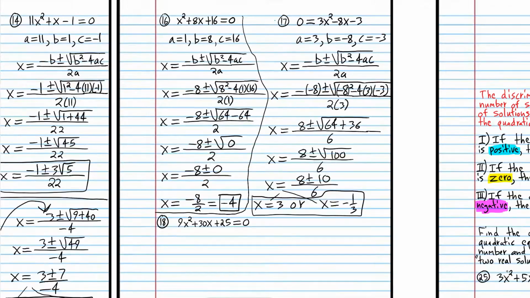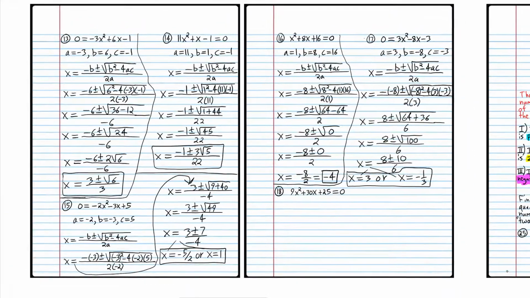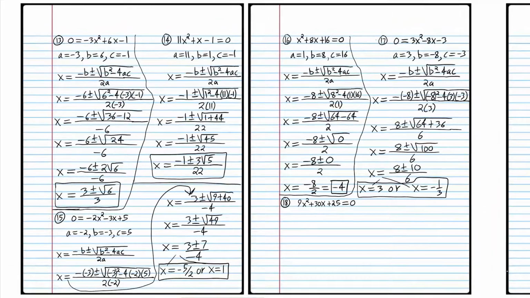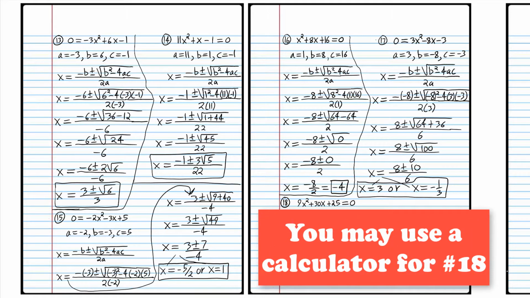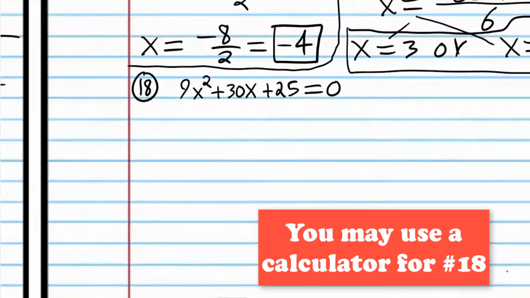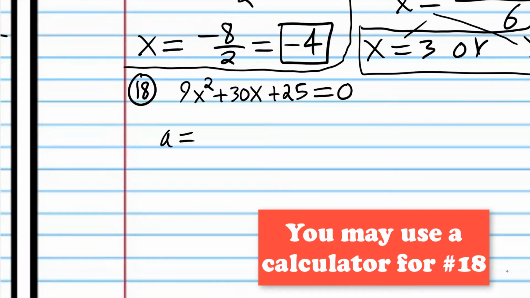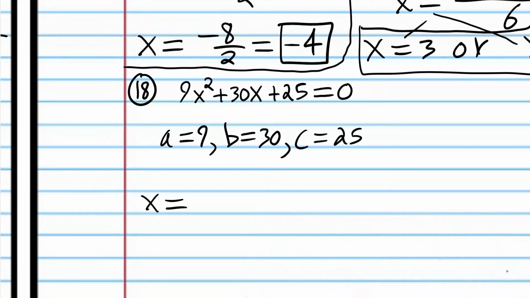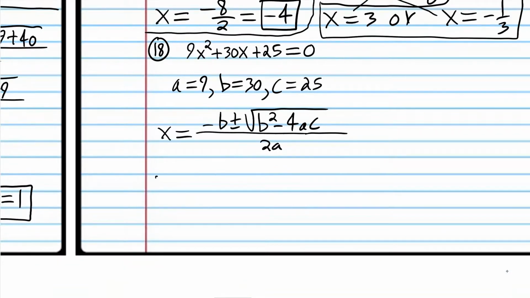Now I want you to try number 18. For number 18, you're going to find there's only going to be one solution, because this situation is going to occur. So try number 18, and when you come back, we'll do it together. All right, we're back. So I'm going to label the constants, and I'm going to write the formula. And as usual, we're just going to plug in the constants.